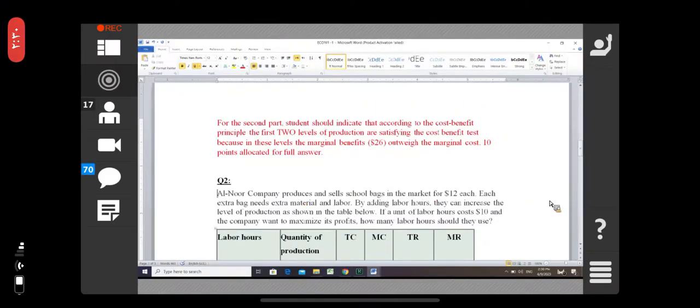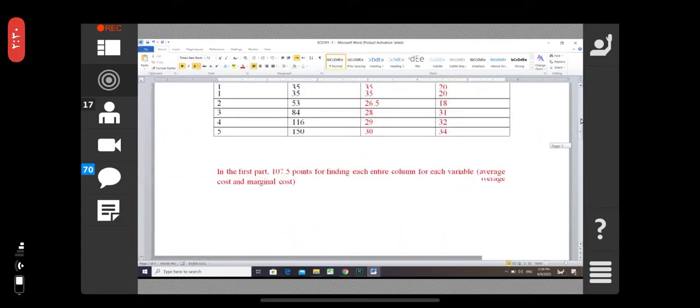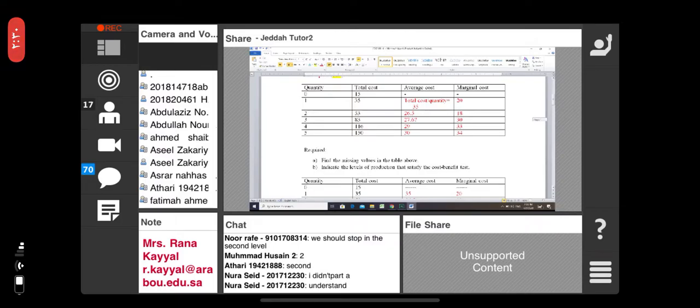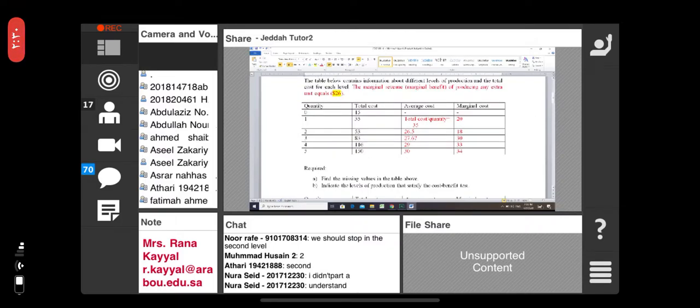Al-Nur company produces and sells. You did not understand part A? What do you mean by part A? Part A calculation is calculating the average cost and calculating the marginal cost. This is what it means.